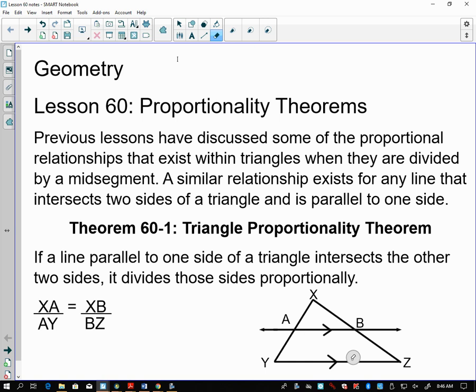So previous lessons we've discussed some of the proportional relationships that exist within triangles when they're divided by midsegments. A similar relationship exists for any line that intersects two sides of a triangle and is parallel to one side. So what we've looked at already before is where we have a midsegment and is parallel to the third side, right? And we've seen how that's proportional.